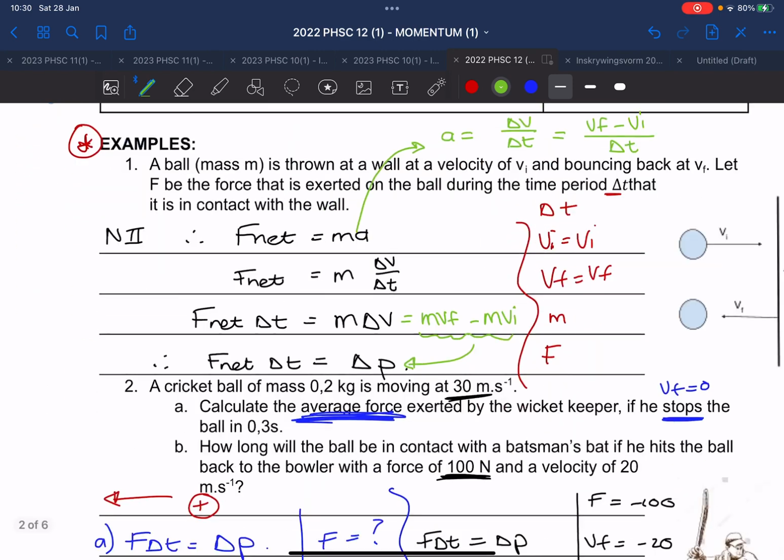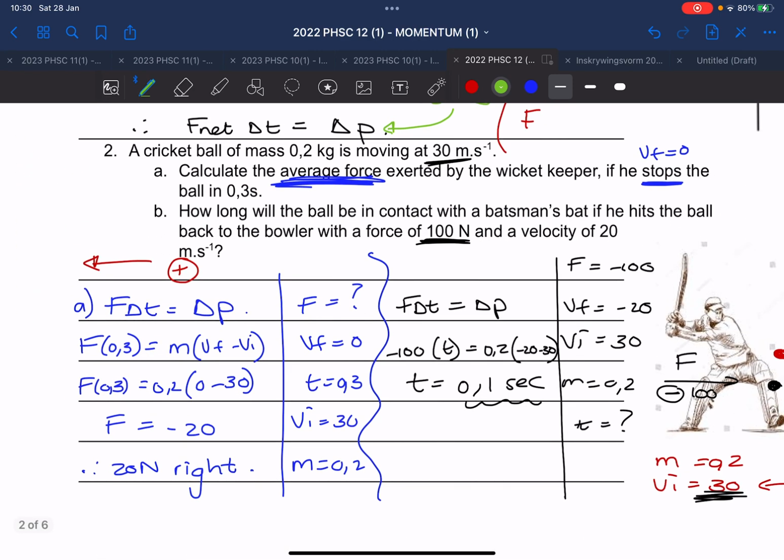Okay, it says there, a cricket ball of mass 0.2 kilograms is moving at 30 meters per second. Calculate the average. So here you can see they ask for the average force exerted by the wicketkeeper if he stops the ball in 0.3 seconds. Okay, so you can see at the bottom of my page I put 2.